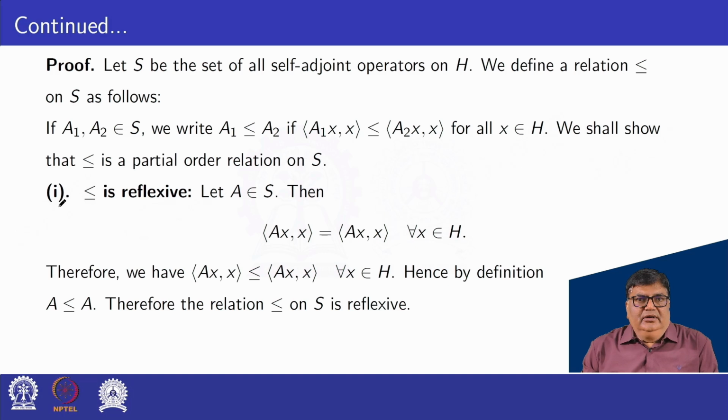Okay. So first property, let A belonging to S. Then the inner product of Ax and x equals the inner product of Ax and x for all x belonging to H. Therefore, we have the relation inner product of Ax and x less or equal to inner product of Ax and x for all x belonging to H. Hence, by the definition, A ≤ A, therefore the relation ≤ on S is reflexive.